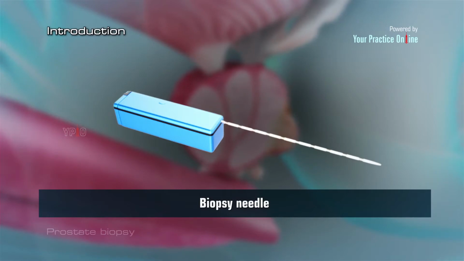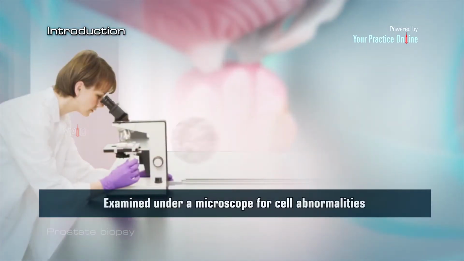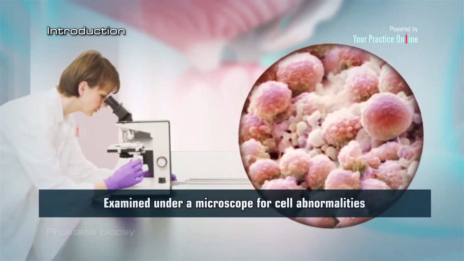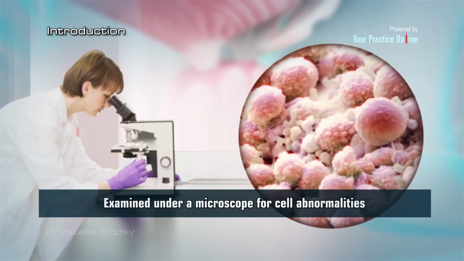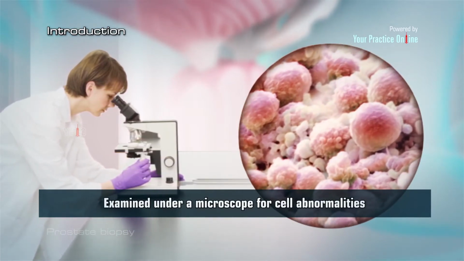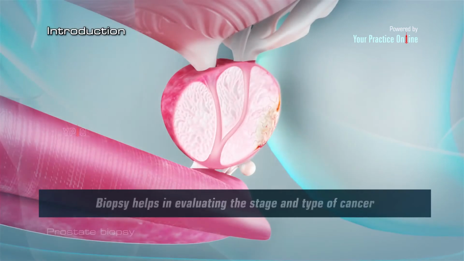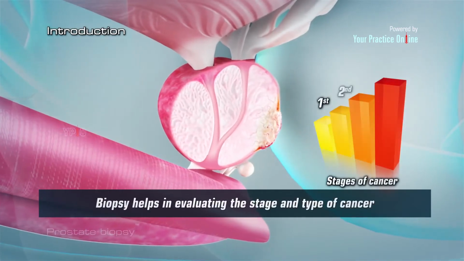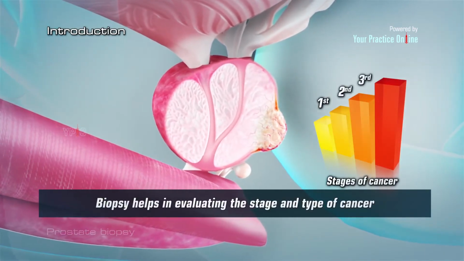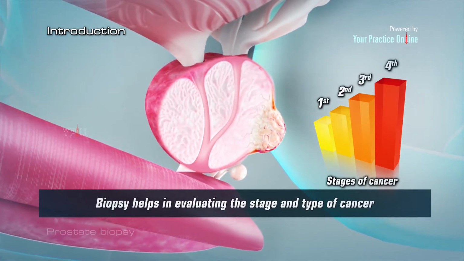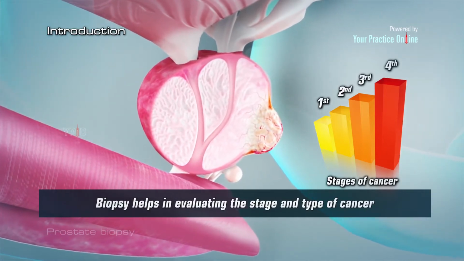After the tissue samples are obtained, they are examined under a microscope for cell abnormalities, which may denote prostate cancer. Biopsy also helps in evaluating the stage and type of cancer to assist the doctor in formulating the most appropriate treatment option.